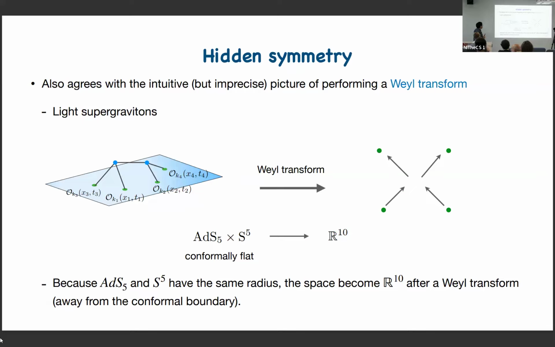Let me first tell you an intuitive but imprecise picture to understand this hidden conformal symmetry. Roughly speaking, what was happening for the light 4-point functions was that you can do a Weyl transform because AdS5 times S5, both factors, have the same radius. It's conformally flat. So you can do a Weyl transform to R10. That's why we are seeing these 12-dimensional embedding vectors. Then all these correlation functions basically just get mapped to a single scattering, or a single correlator in 10D.